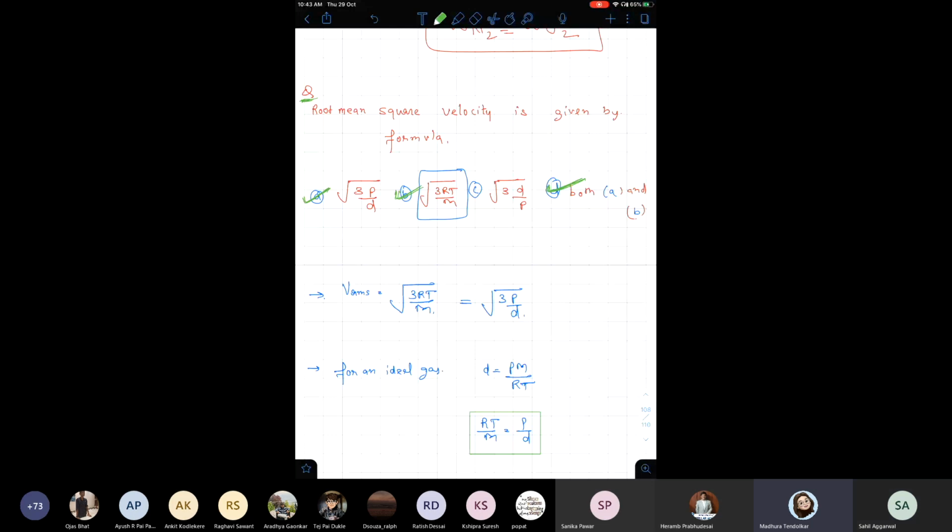So what is P and D here? I had lost my connection. P is the pressure only, same as we had in the ideal gas equation. D is the density of gas.